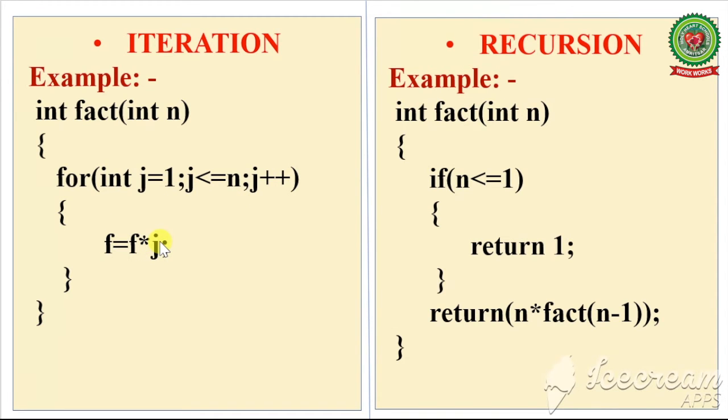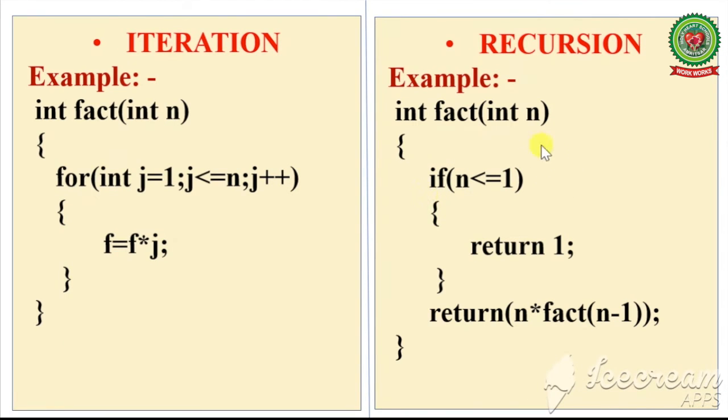So when we are doing the same program with the help of recursion, its example is fact, int n in brackets. Here fact also is the name of the function. Then we are making use of the base case. If n is less than or equal to 1, which is the base case, it will return 1, else it will return n multiplied by fact of n minus 1.